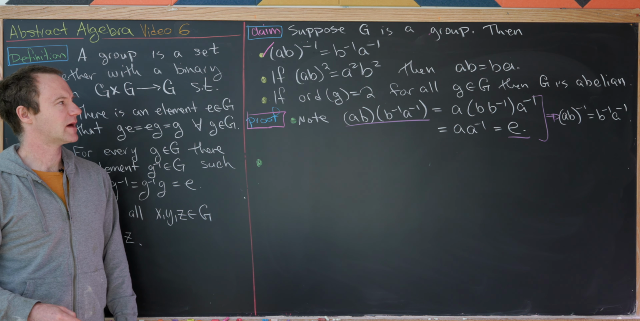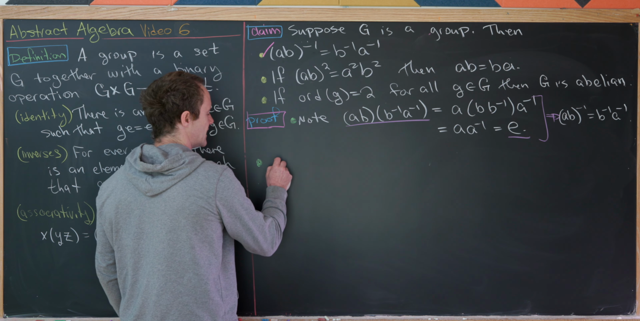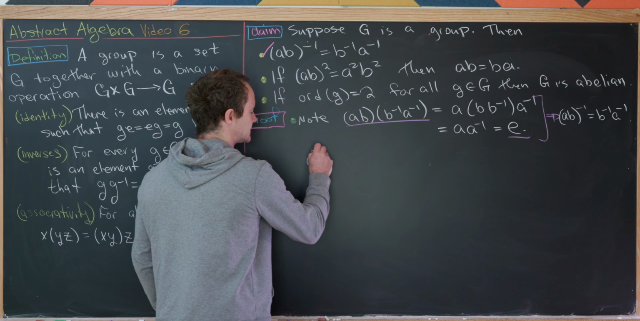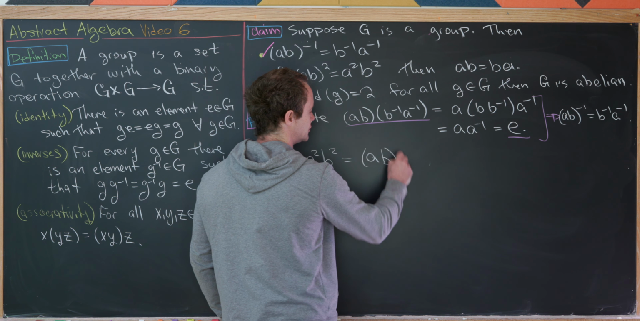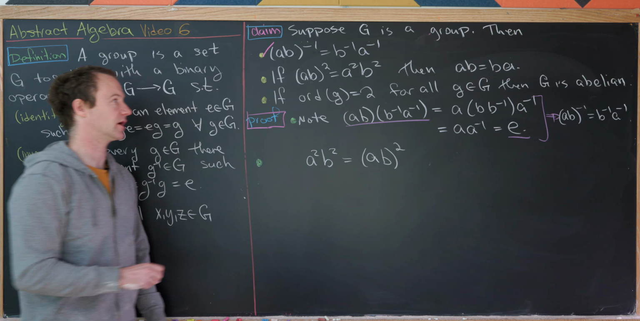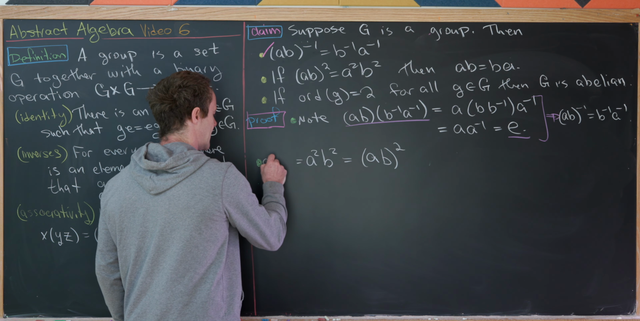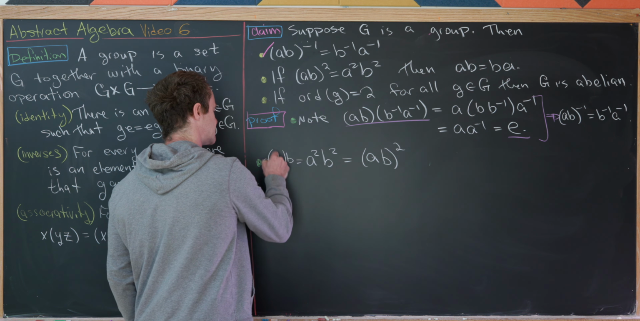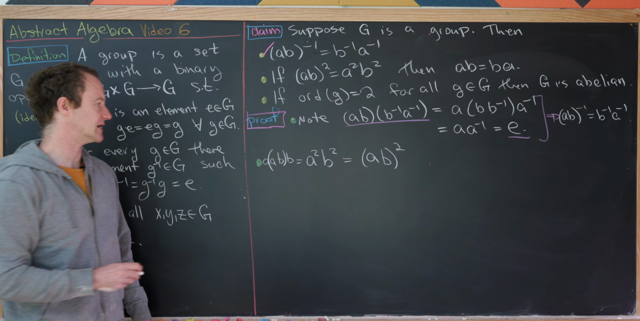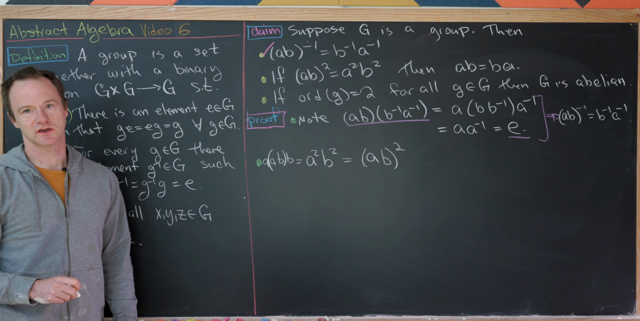Okay, so how might we do this? Well, let's start with this right here. We have A squared times B squared on the one hand is equal to (AB) squared by our given. But that's also equal to A times B, and then I'll associate it so that I have the A times B in the middle like that. Okay, so that's looking good.